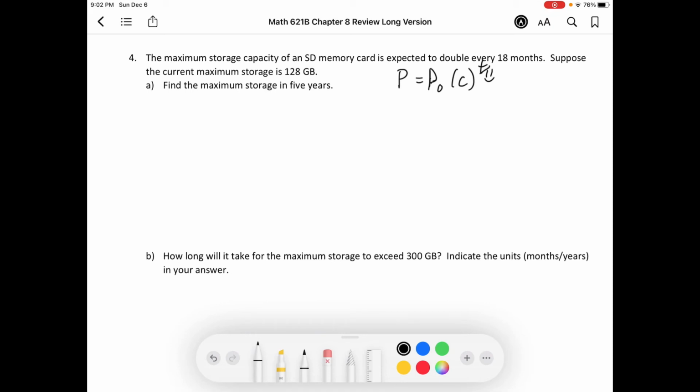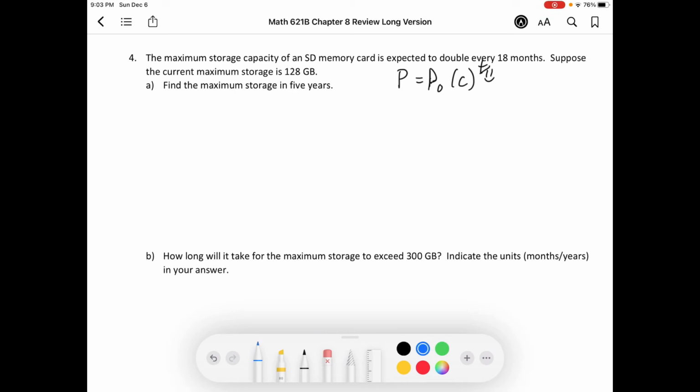So this review sheet's a few years old. It's probably about 5 years old. And this question's based on this idea that storage capacity doubles roughly every 18 months. So at that time, the maximum storage capacity of an SD memory card was about 128 gigabytes. Find the maximum storage in 5 years. I mean, that's probably today. So let's see if it holds up.